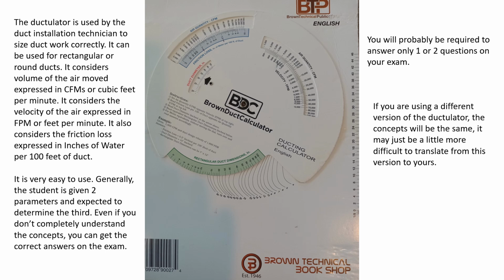All right, it considers the volume of the air to be moved, expressed in CFMs or cubic feet per minute. It considers the velocity of the air, expressed in feet per minute, FPM. It also considers the friction loss, expressed in inches of water per 100 feet of duct. You've got air moving through a duct, you're going to get some loss due to friction, and this ductulator is going to consider that.